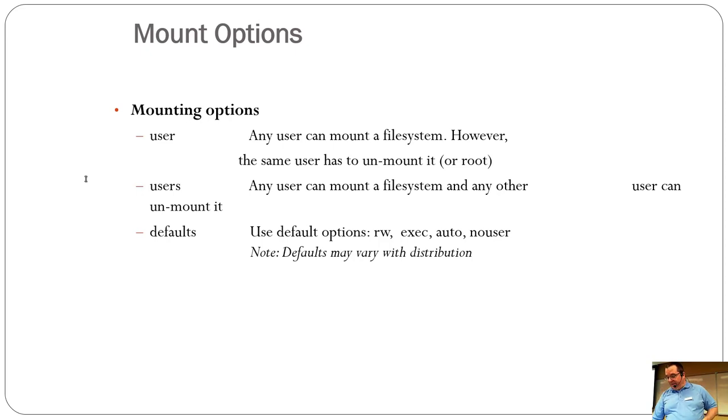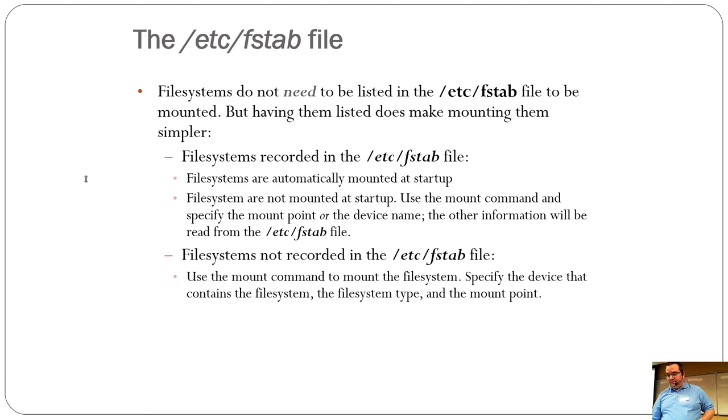And then there's some defaults you can give it. Now, file systems don't need to be listed in the fstab to be mounted. Having them listed makes things easier. If you go to mount, first thing it does, it looks in fstab to see if it's there. File systems that are not mounted at startup, you can actually go and mount by hand. Otherwise, you have to mount them by hand. There's an awful lot of words for what I can say in a sentence on these slides.